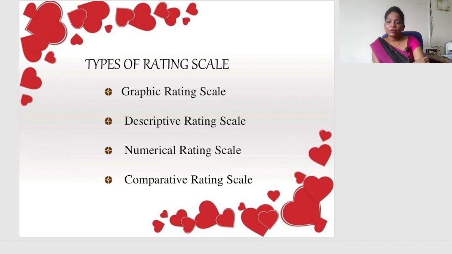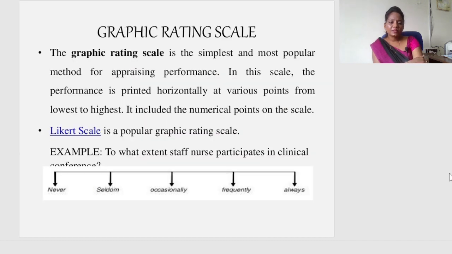So we'll see graphic rating scales. The best example is the Likert scale. The graphic rating scale is the simplest and most popular method for appraising a performance. In this scale, the performance is printed horizontally at various points from the lowest to highest. When you want to show the level from a higher level to a lower level, for example, to what extent students participate in clinical conferences: occasionally, frequently, always, seldom, or never. If you say that, that's a graphic rating scale.